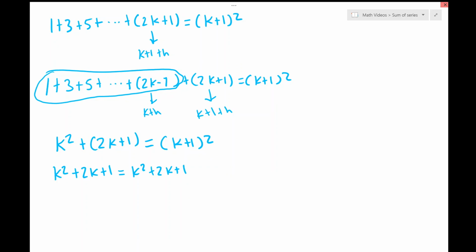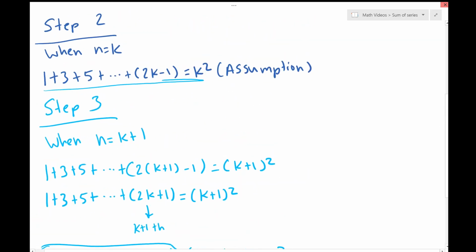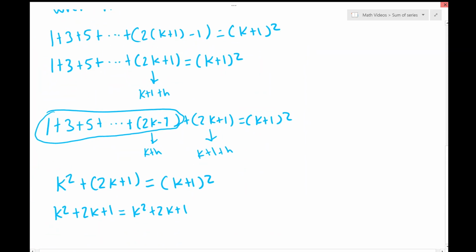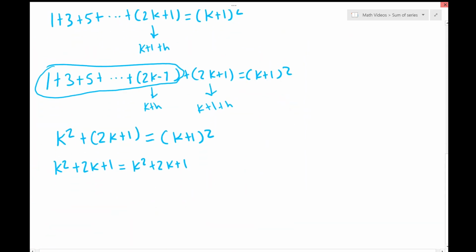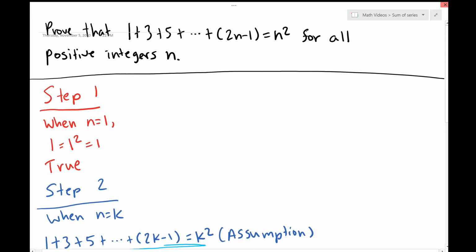So now we've shown that if the statement is true when n equals k, then it's true for when n equals k plus 1. So we have now shown the statement is true for all positive integers n. Because again, it works like this. You've shown it's true for 1, and you've shown it's true for all consecutive integers after it.